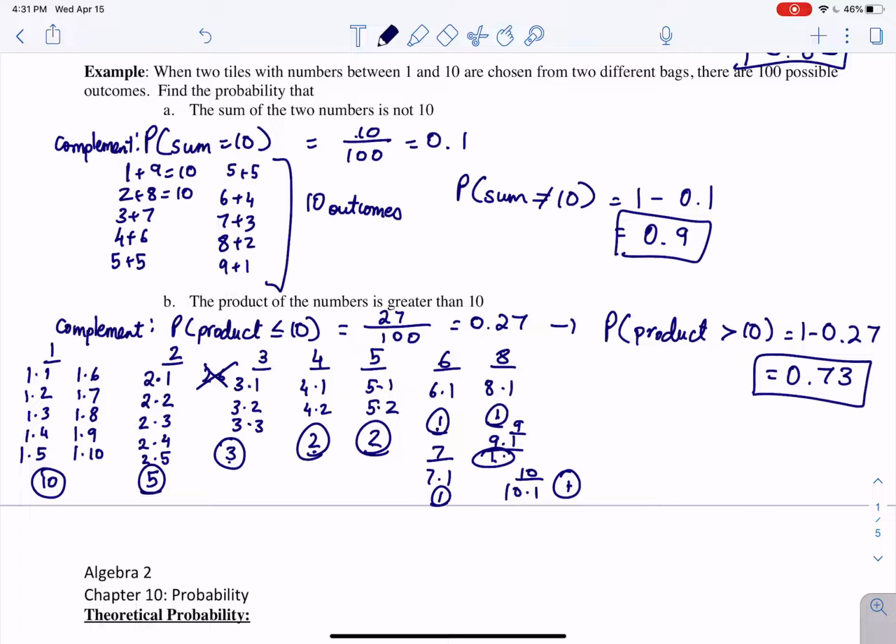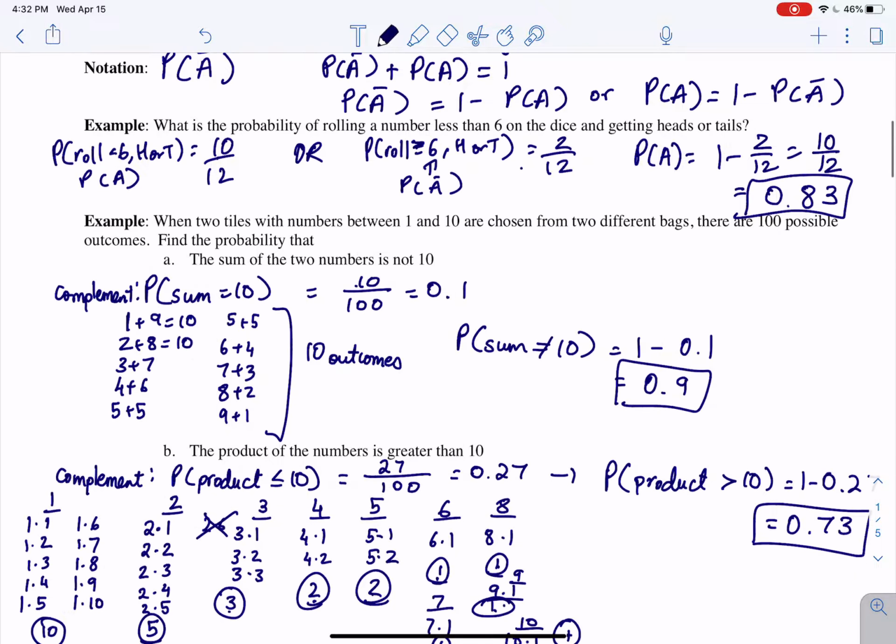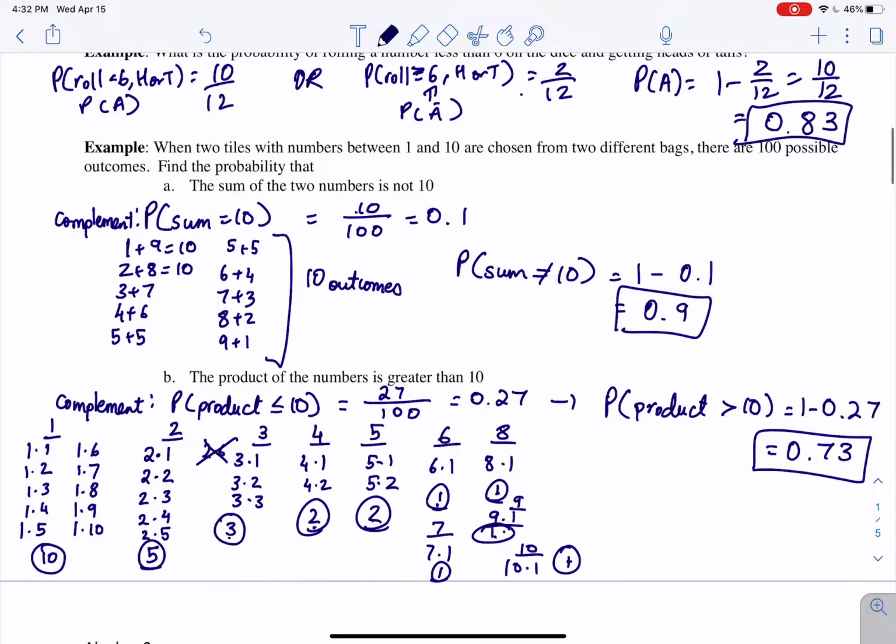So again, this is where complements help. We don't have to count as many things. Even in this one, even counting the complement was a lot. We had to count 27 different things, but that's still less than counting 73 different things. It's just a matter of doing a lot of counting in problems like this, listing things out, and trying to find a way to keep that listing organized, like keep a table like this or do a tree diagram, some way to make sure that you're counting everything and not missing out on something.